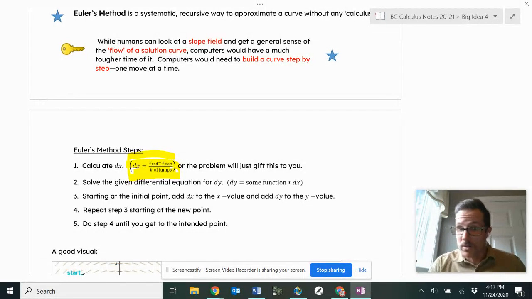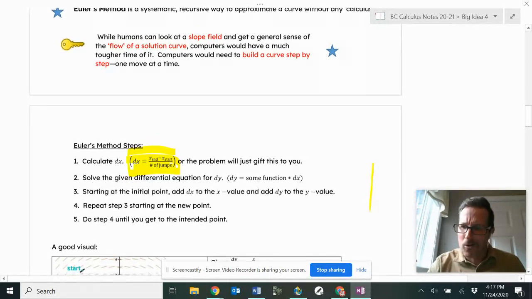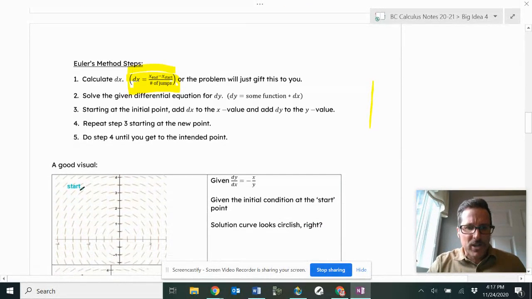So here's a little visual of what that looks like. I promise you we're going to get to it eventually. Hold on, hold your socks. Here's a visual of what's happening.